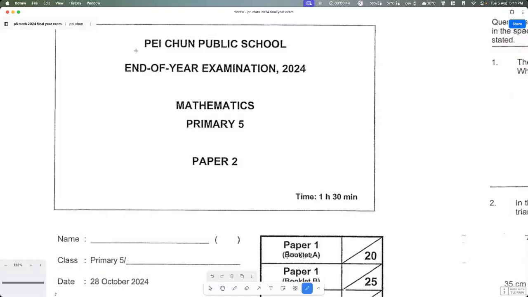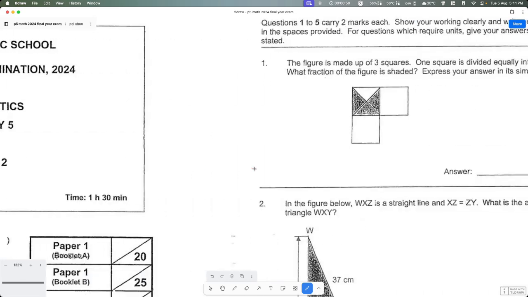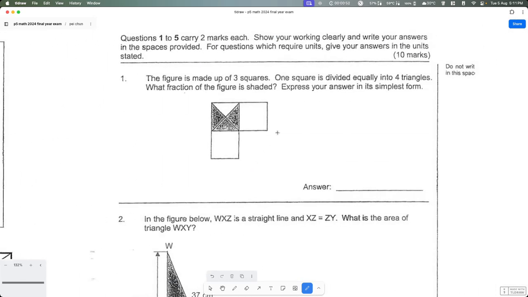In this video, we're going to go through Rosyth Public School End of Year Examination 2024 Mathematics Primary 5 Paper 2. So let's get started on question number 1.